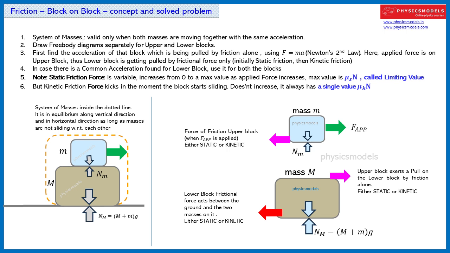On the upper block, the normal force N small m is nothing but the weight of the mass m. On the lower block, however, the normal reaction is (m plus M) into g, because the combined weight of the two blocks is acting on the ground.